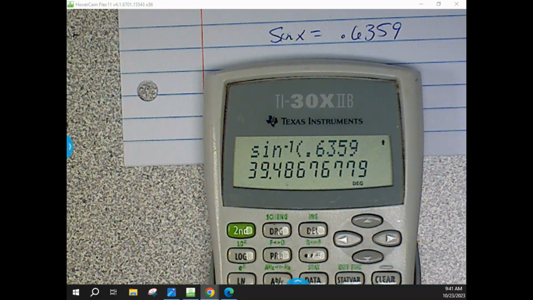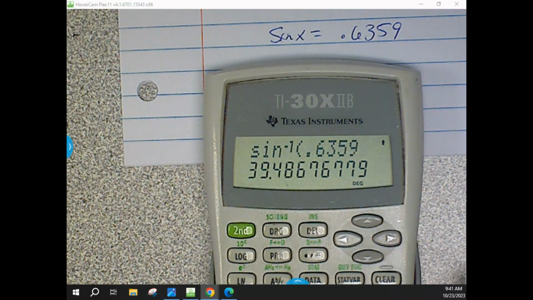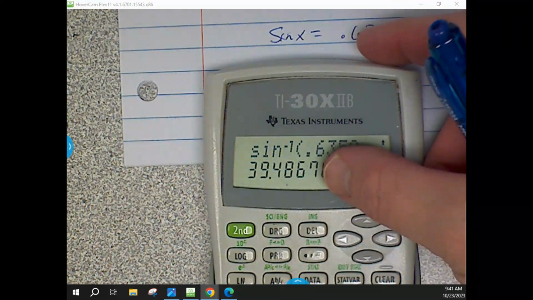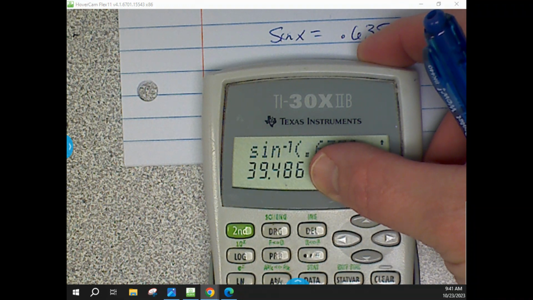Okay, so that angle should be like 39 point something. Again, they'll tell you at this point to round this off to the whole number or 1 decimal place. Let's round this off to 1 decimal place. Now, if it was an AP course, like AP Chemistry or AP Stats, you always go 3 decimal places and then you just cut it off. So on an AP course of any kind, it's just 39.486.